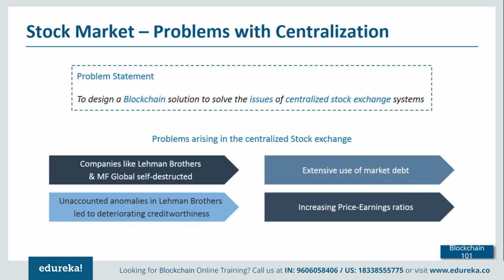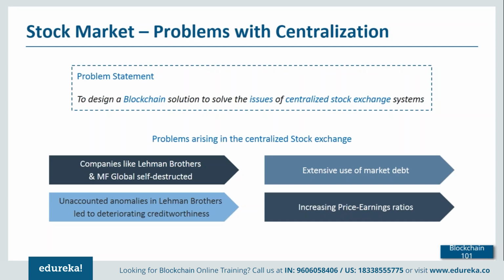Now let's talk about our problem statement. What we need to do is design a blockchain solution to solve the issue of the centralized stock exchange system. That is, one central authority governing and managing this should be broken down into decentralized problems. Now the problems with respect to a centralized stock exchange can be that one single organization is taking the money of all others and dumping it for its own profit. There have been a lot of cases like that.